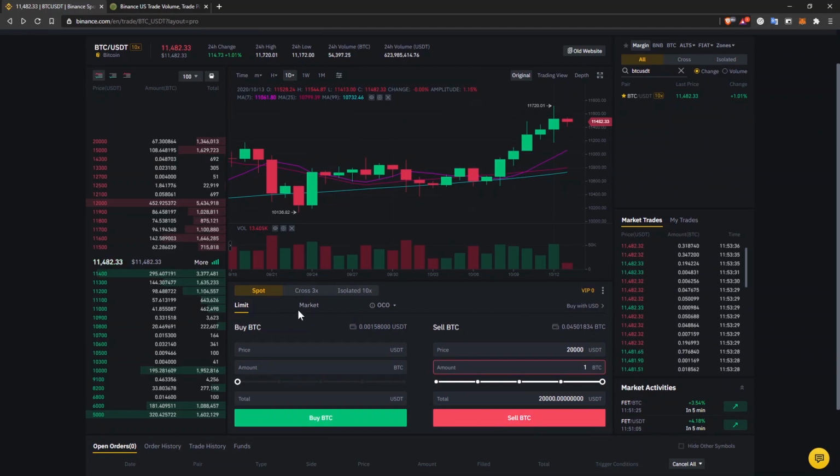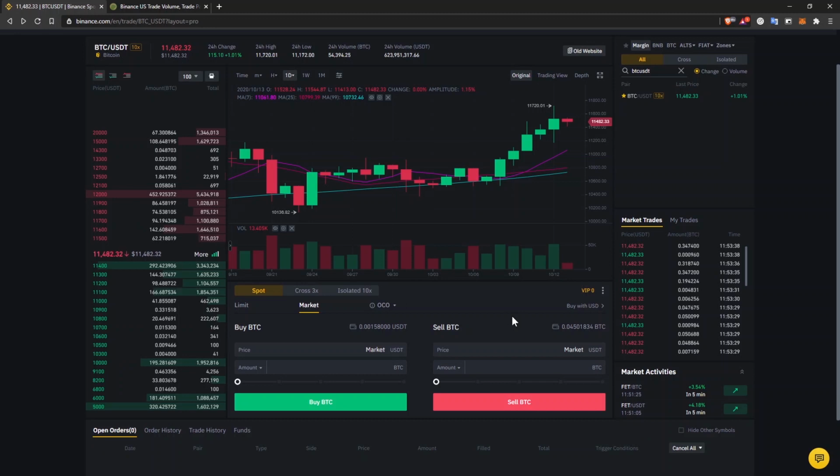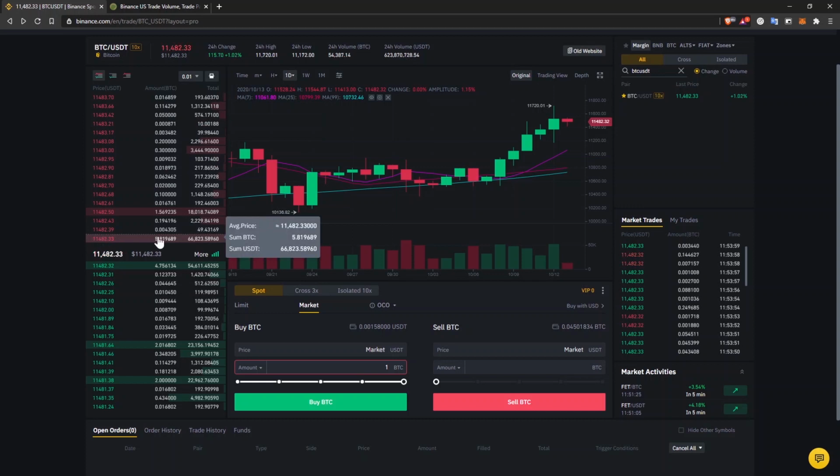So let's just move to the market order. The market order buys you 1 Bitcoin, for example. As you can see, I cannot change the price here, it's set to market. Buys you 1 Bitcoin at whatever price is available. Let's switch the precision to 0.01. And right now, if I place an order for 1 Bitcoin at the market price, it will give me Bitcoin at 11,482 USDT, because there are 5 Bitcoin available, now 3 Bitcoin available at this price.